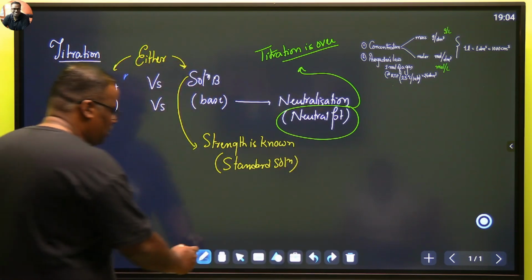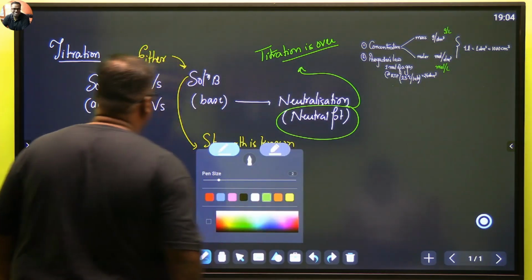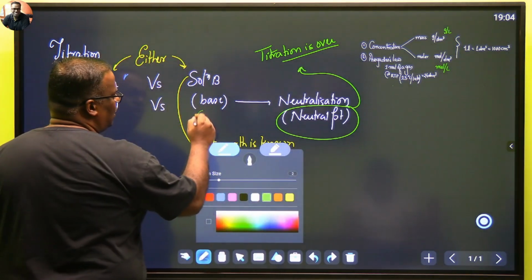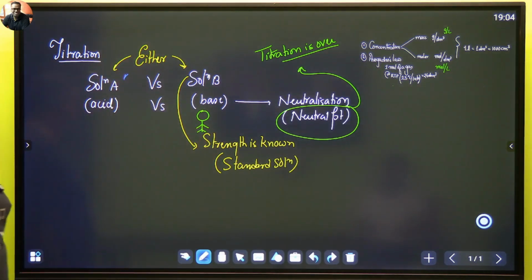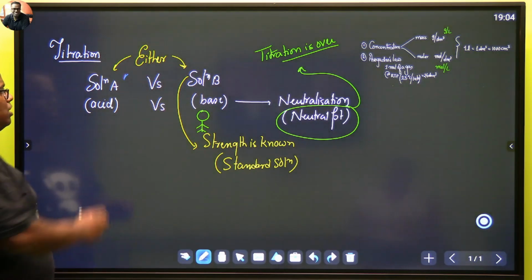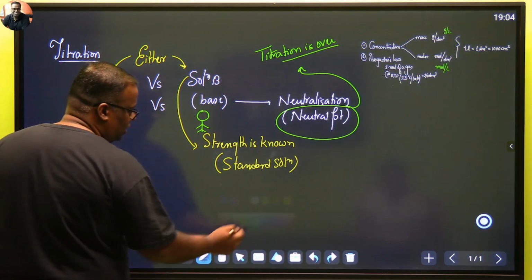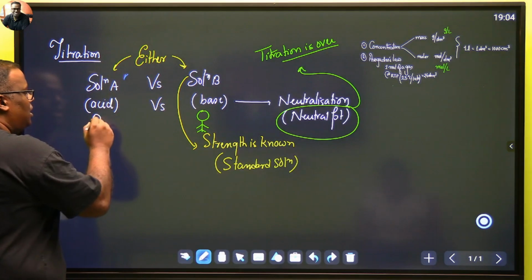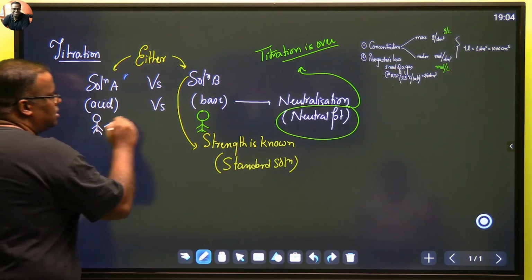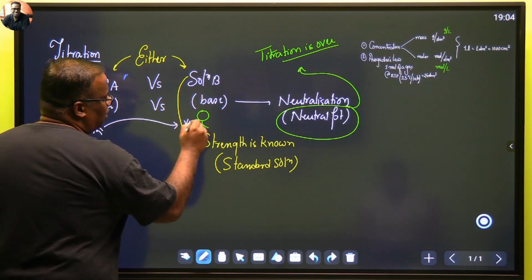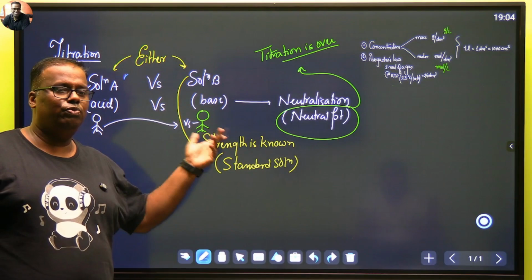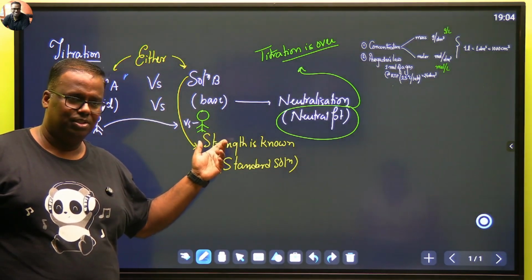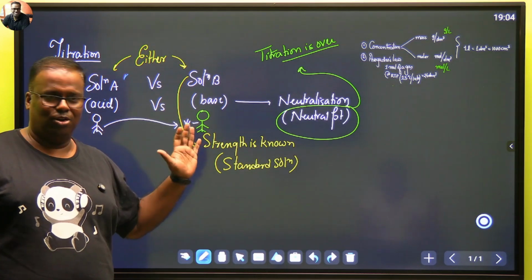So the concept now is something like this: I have developed a standard wrestler. This can be a robot. And all the other wrestlers whom I am training, I will make them fight with this particular wrestler, my standard wrestler. Iska strength pata hai. If you defeat this wrestler, you are stronger. If you can't, you cannot, right?